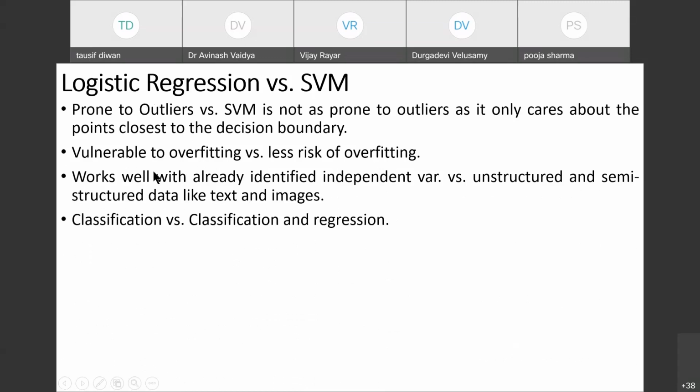Preferably, logistic regression is used for classification only. We apply the sigmoid function in logistic regression, so it is basically used for classification. However, this is not the case with SVM. It can be used for classification or for regression also.